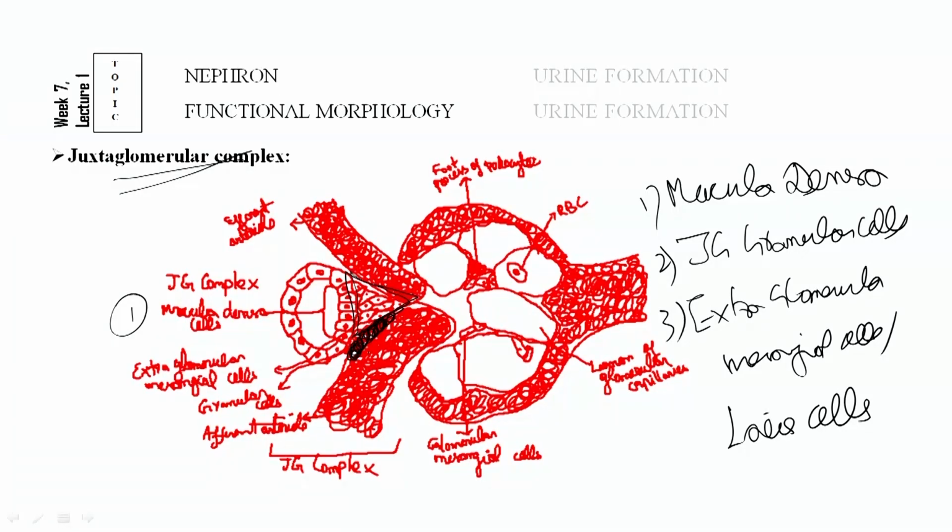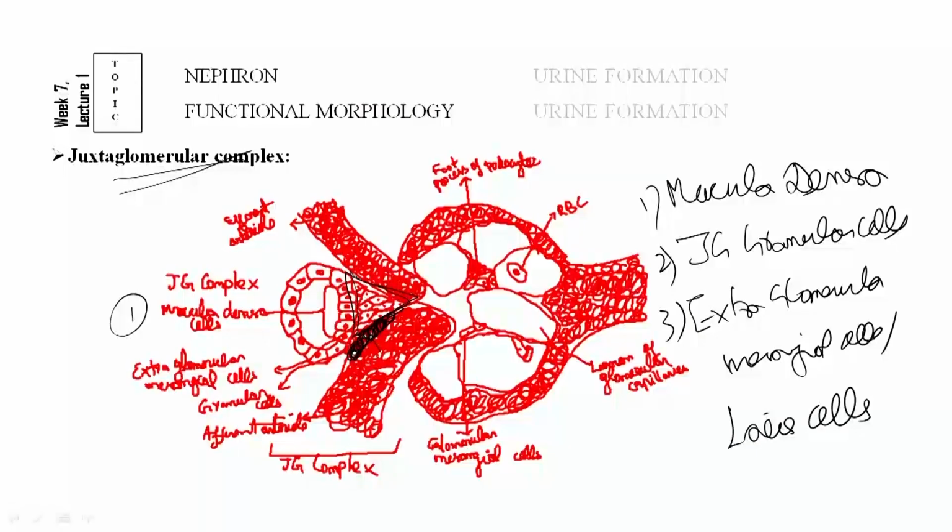In this area you will find other specialized cells called the granular cells. These granular cells contain granules. Which granules? The proteolytic enzyme renin is synthesized and stored in the form of granules, and when the stimulus comes, the granules automatically get released into the system, I mean into the blood. Okay, so this is about the juxtaglomerular complex.